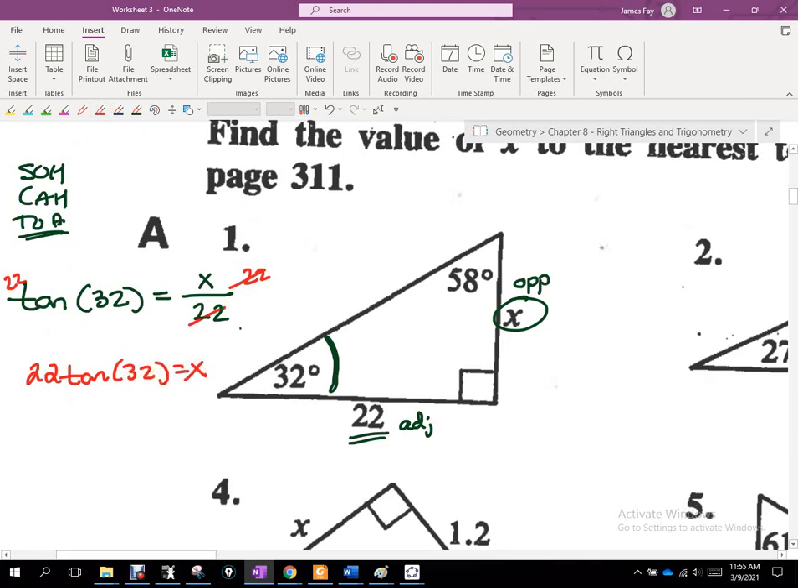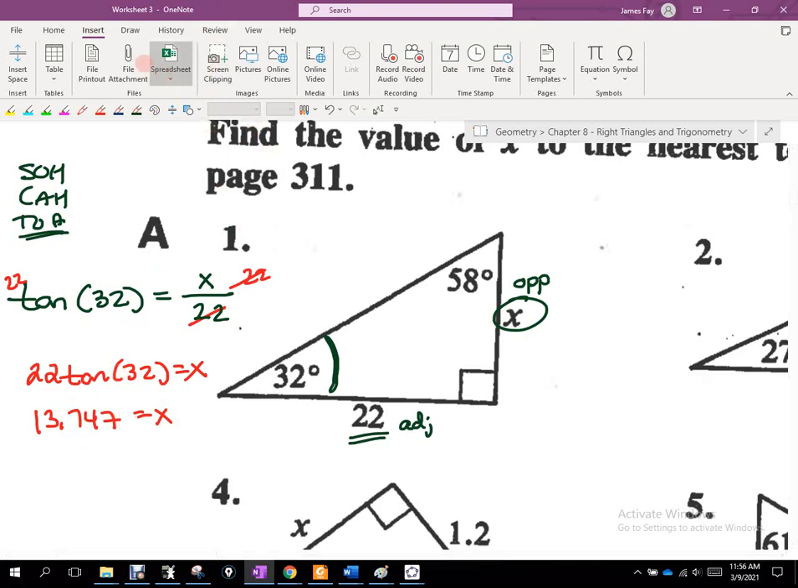So we type that directly into our calculator, making sure that we're in what mode? Degrees. So we're going to go 22 tangent 32. And that will spit back 13.747. Okay. So that's our x value, right?